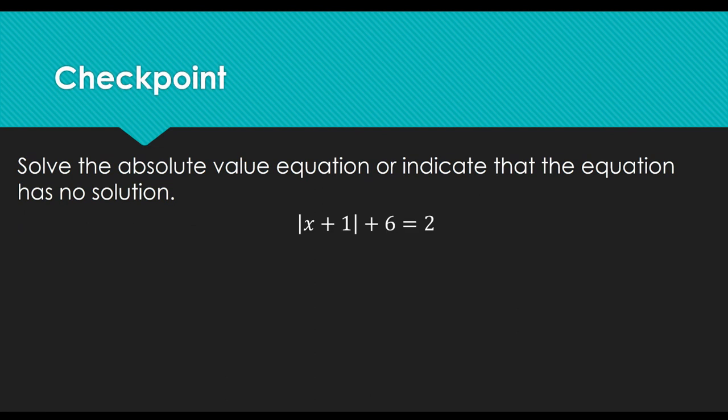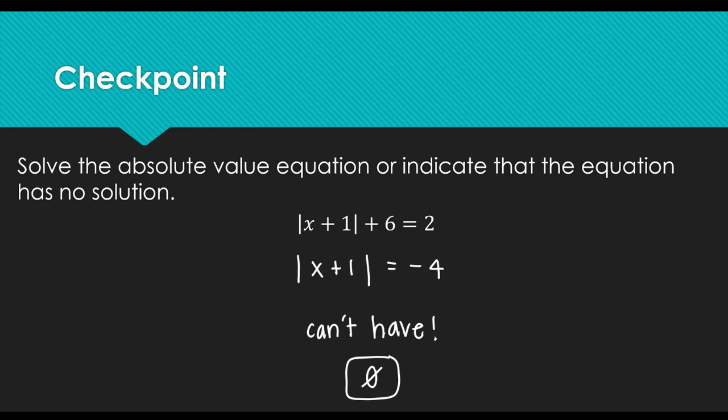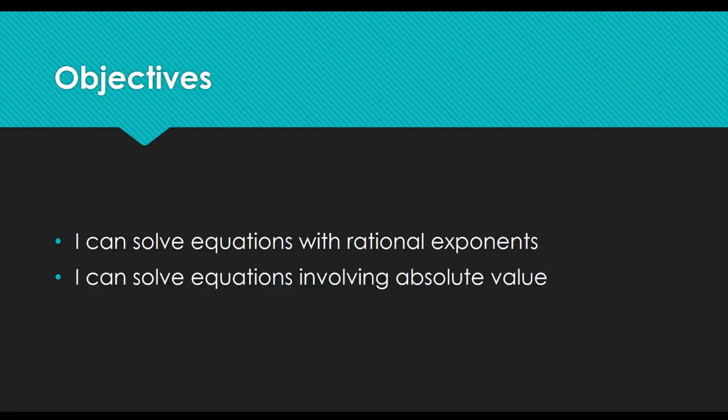Okay, I would suggest that you pause the video and try solving this. Hopefully you noticed that when you were isolating the absolute value by itself, the first step you had to do was subtract the 6. And so right off the bat, that isolated the absolute value, but it equaled a negative number, which once again is something that we can't have. And so we didn't even have to go any further. That was the empty set. It was no solution. Okay, so those were our other equations with rational exponents and absolute value.